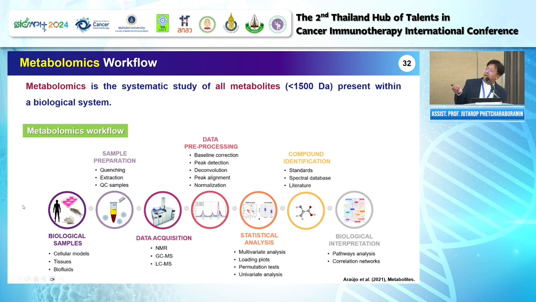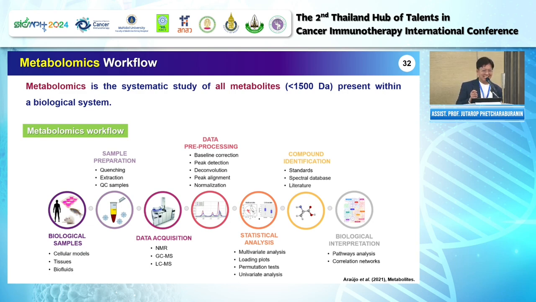is compound identification. Does anyone know how many metabolites we humans have? Any guess? 10,000, okay. Who gives higher or lower? It's not bidding, by the way. I don't have anything for you to give away. So, 5,000. 5,000 from where? From here? Okay, 5,000.